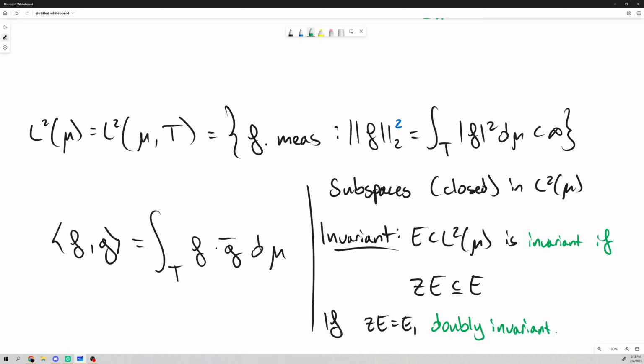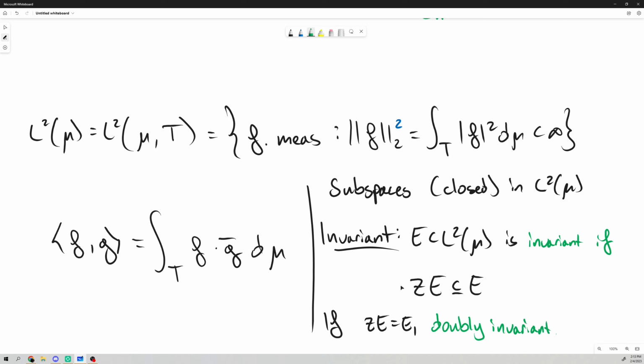Okay, and what does that mean? Multiplication. Now remember, what are the elements of E? Functions. Keep that in mind. All these subspaces are subspaces of functions, so we're going to be working with that today. So it's invariant if in general we have this inclusion, but it'll be doubly invariant if Z E is equal to E, if we have this equality. And this is equivalent to another condition I'll talk about in a second.